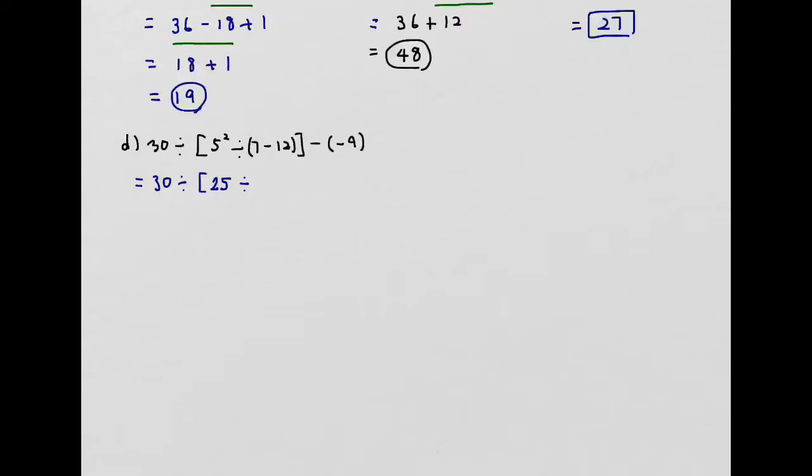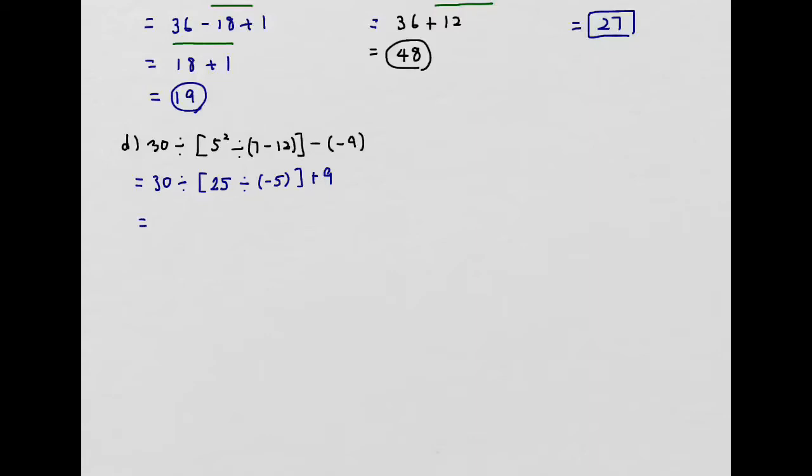If you have more than one grouping notation like this, a parenthesis and a bracket, then you want to start working from the inside out. So you're going to do 7 minus 12 first. 7 minus 12, you get negative 5. And then I have minus negative 9. Remember, if you have more than one sign in front of a number, what I like to do is combine them into one sign, right? So that will be plus 9.